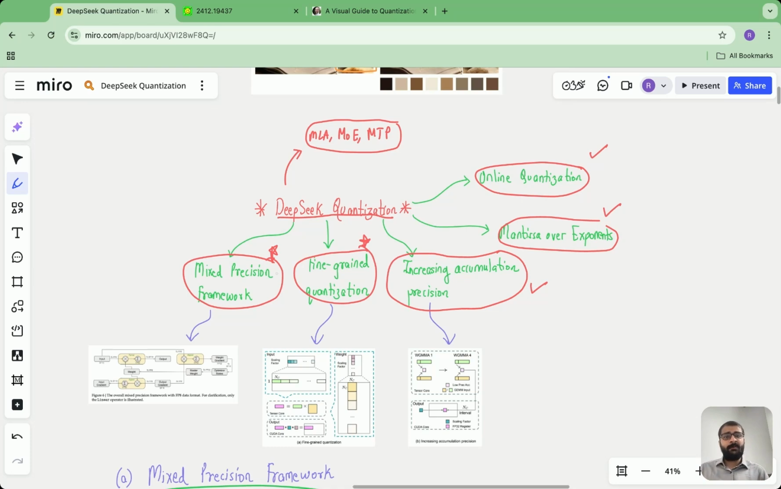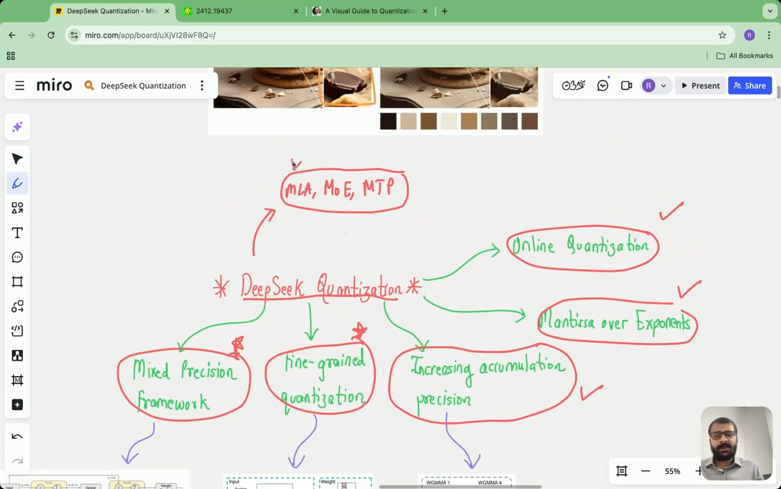So these lectures will be very helpful to you if you are looking to build your own foundational model, which I highly encourage you to do if you have reached this part in the series. Until now we have covered latent attention, mixture of experts, multi-token prediction, and now we are almost at the end of covering quantization.